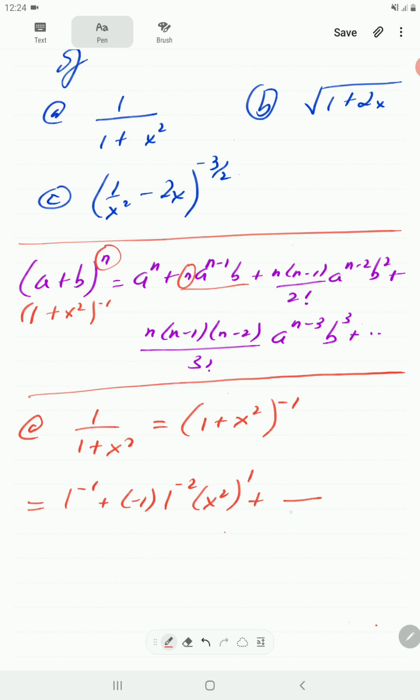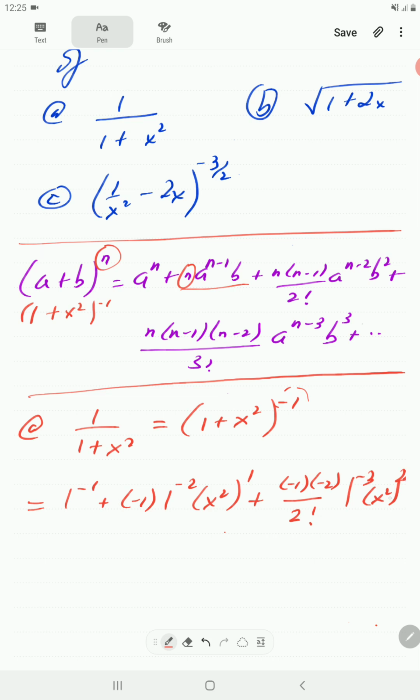Then for the next term, we're going to have 2 factorial in the denominator, and then we're going to have 2 terms in the numerator, starting with this one going down. Means the next one is going to be negative 2. 1 is now going to be to the power negative 3. These powers are going down. And x squared is now going to be to the power 2.